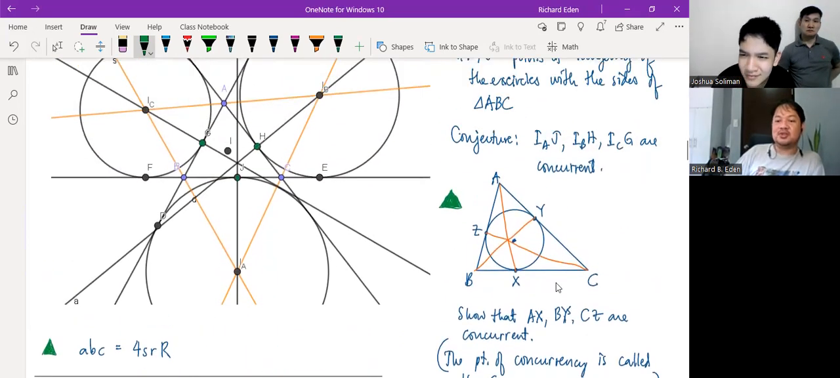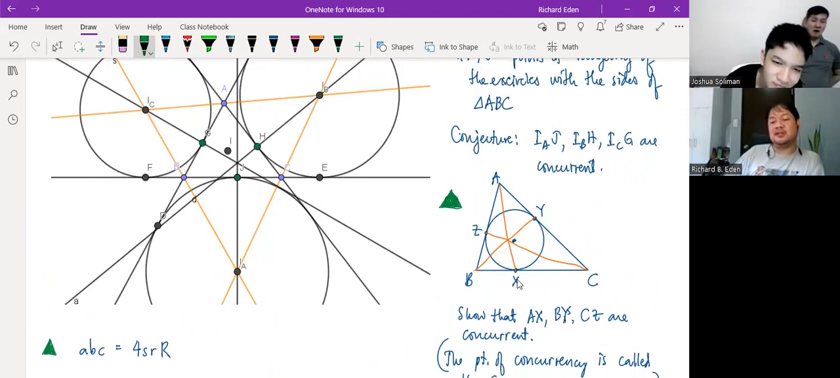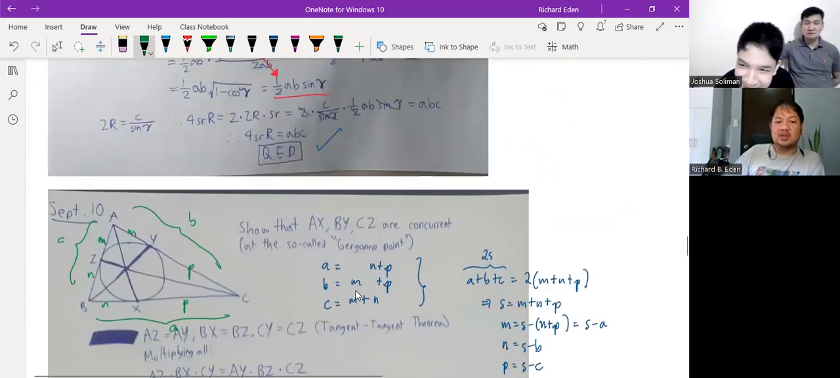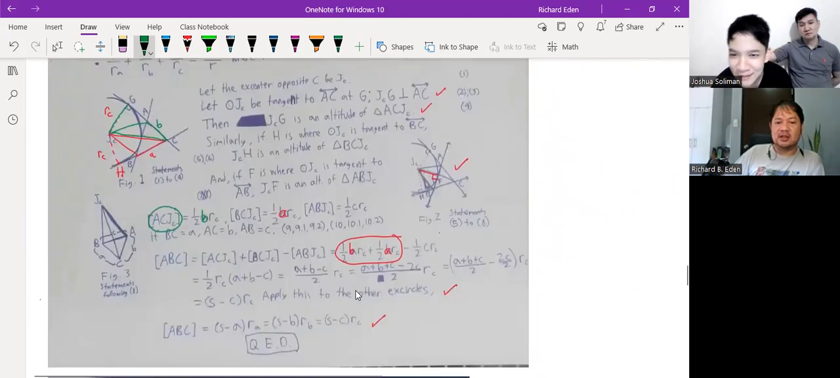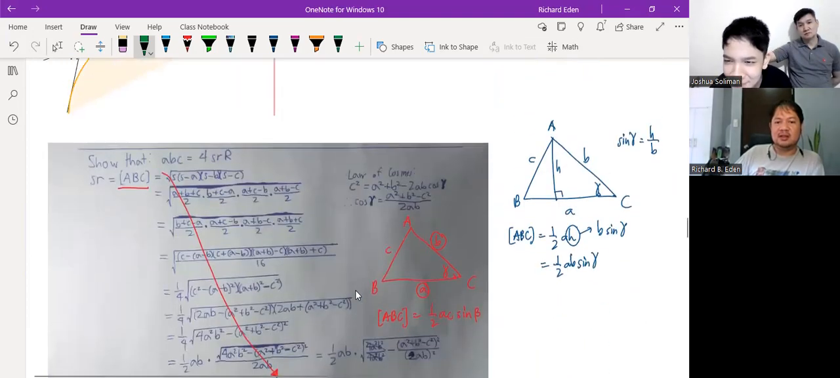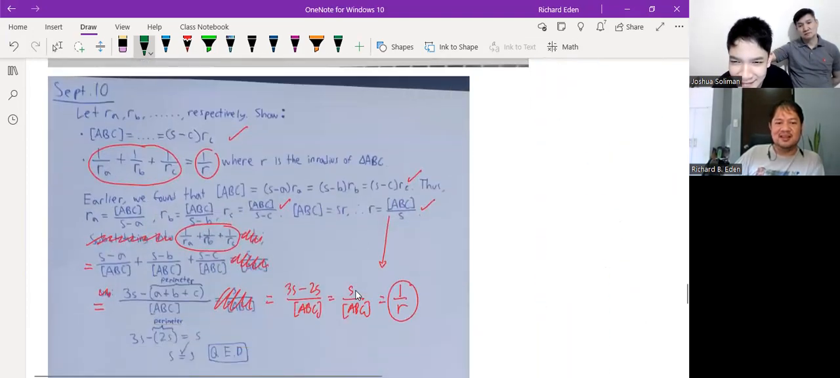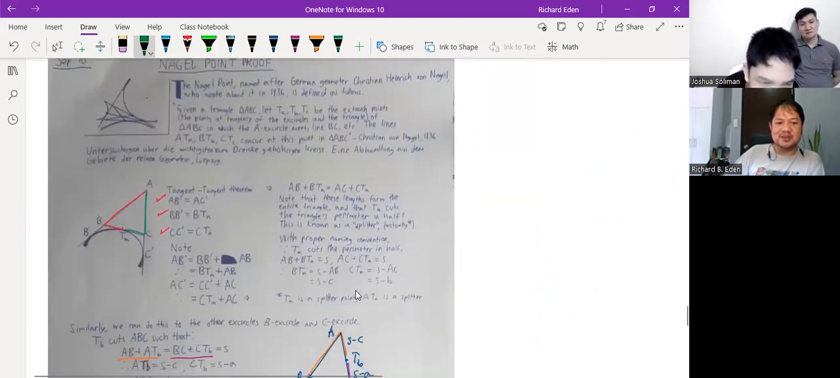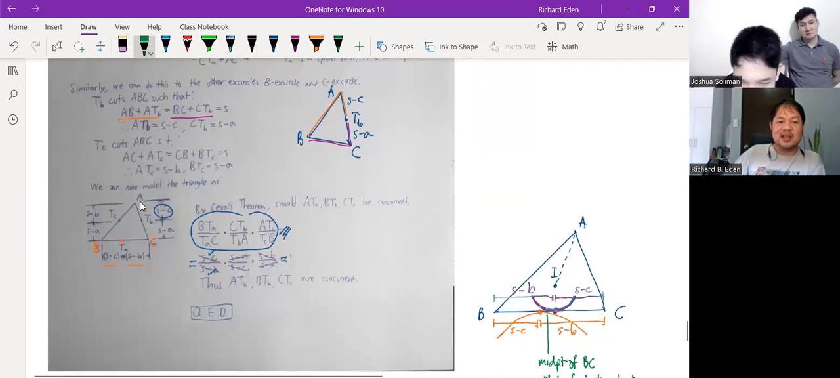You have a Cevian from the vertex A going to the touch point X, and then vertex B going to the touch point Y. For the Nagel point, it's the same, also a Cevian. Maybe this is a new mathematical discovery, a new mathematical point. Okay. So, where is the Nagel theorem for the touch points? So, that's AT sub A.